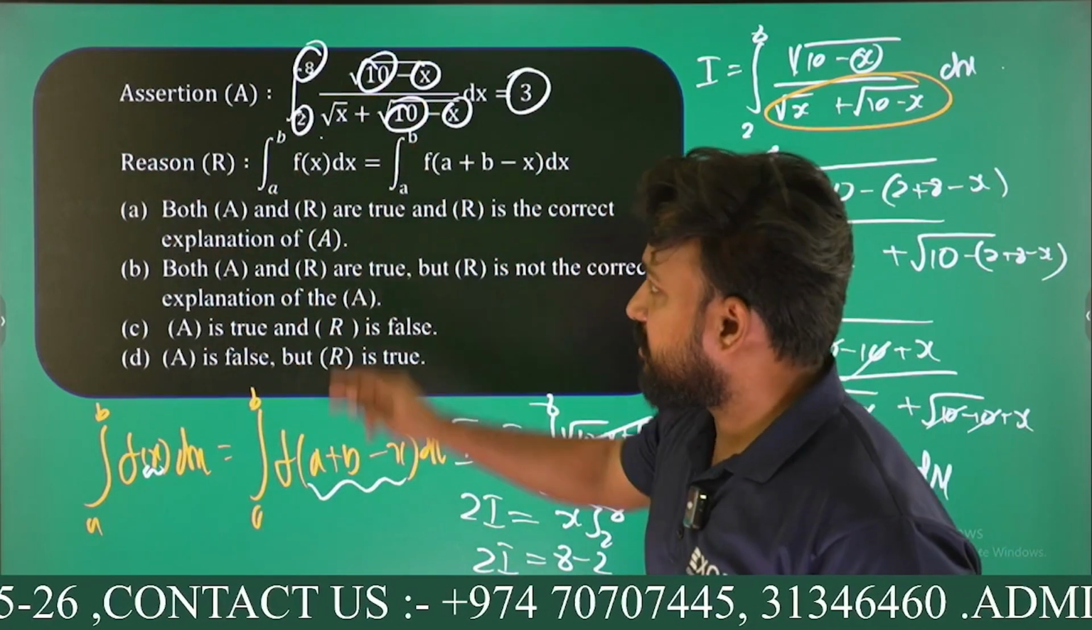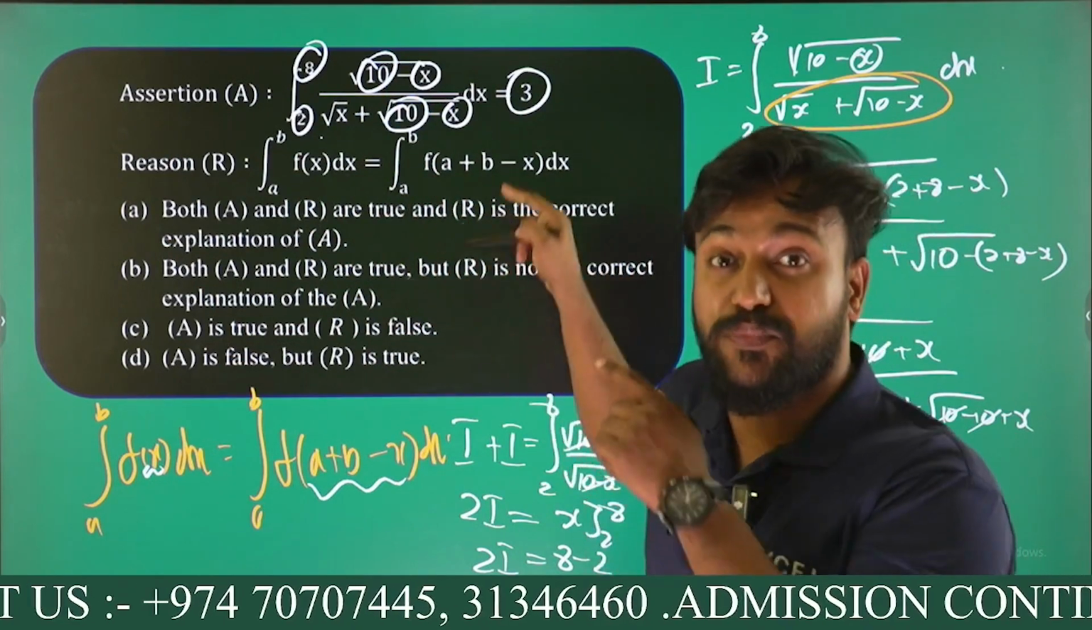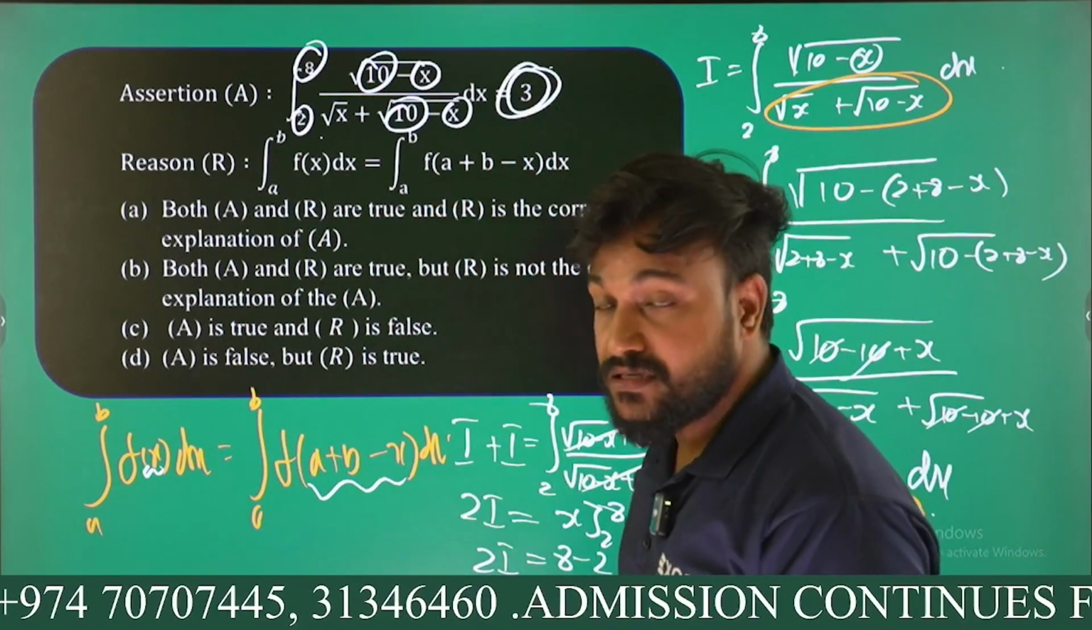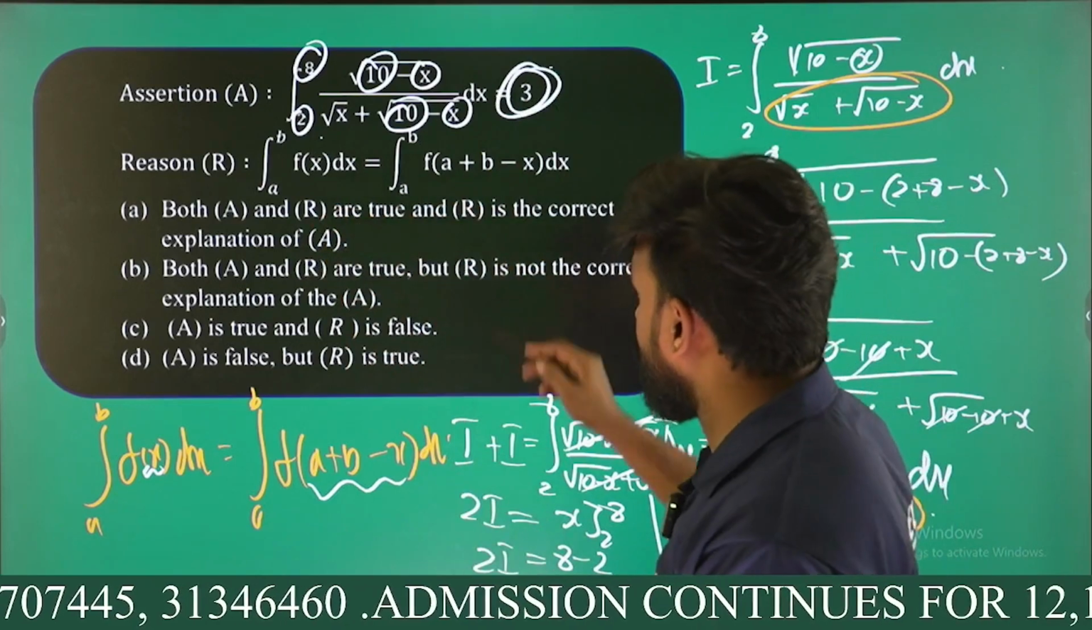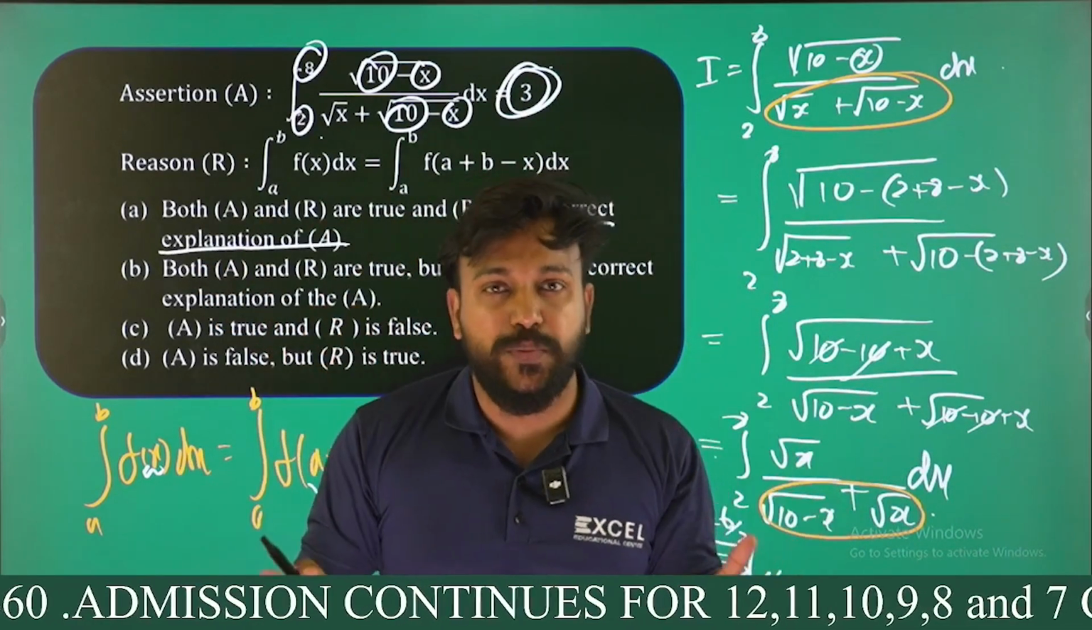They have given the reason: integral a to b f of x dx is equal to integral a to b f of (a plus b minus x). Yeah, this property is the reason that we got 3, isn't it? So both A and R are true, and R is the correct explanation of A. So this is how you use properties.